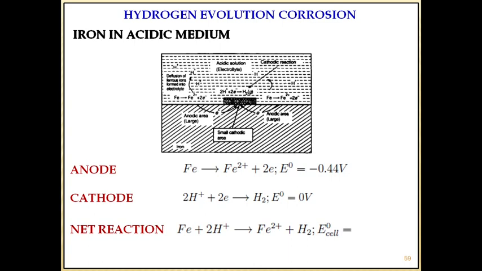Also you can calculate the E0 of this cell. You have to just add the reactions at the anode and cathode, then you will get the net cell reaction and you can find out the E0 cell also. We get the E0 cell as 0.44 volt. So any metal which is having negative reduction potential can undergo corrosion by this mechanism.